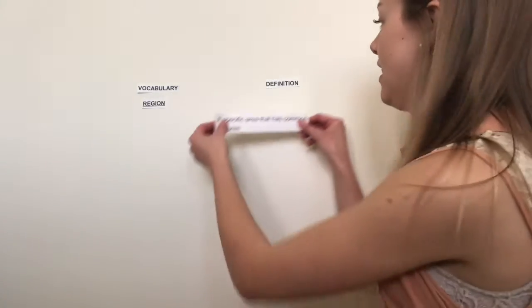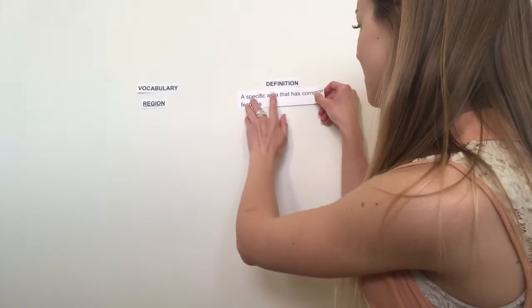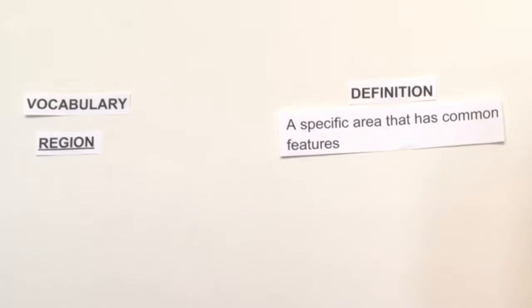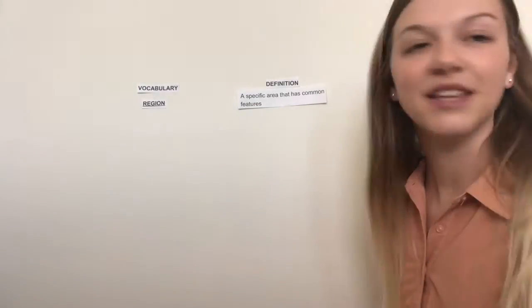So our first vocab word that we are going to learn today is region. And I want you to repeat after me once I say it so we can practice saying it. Region. Good. So a region is defined as a specific area that has common features. And I'm going to zoom in on that so that you can see that a little bit better. And if you need to pause the video to have time to write that down, please by all means do that.